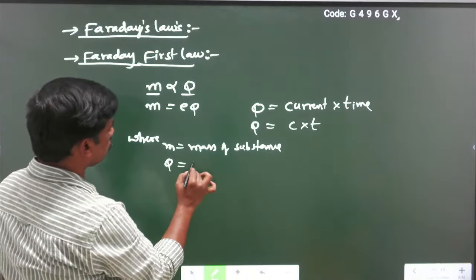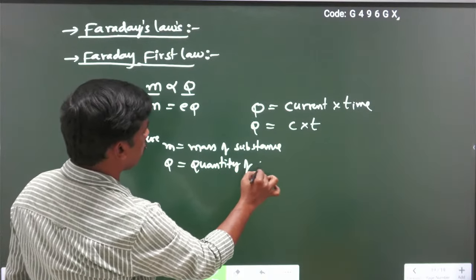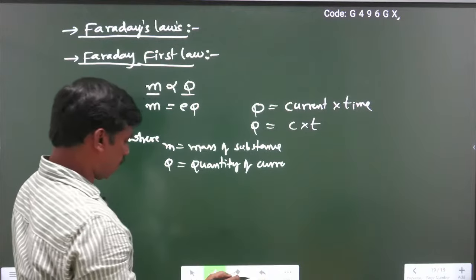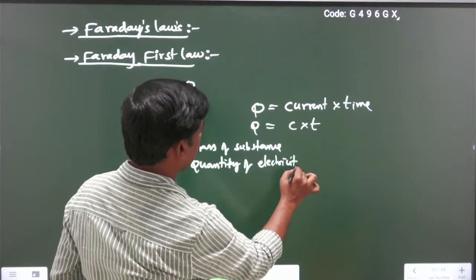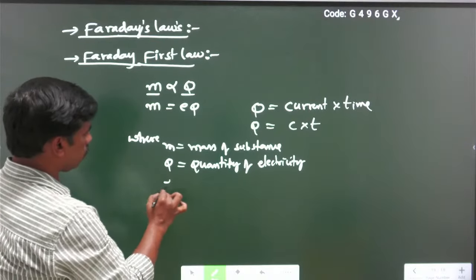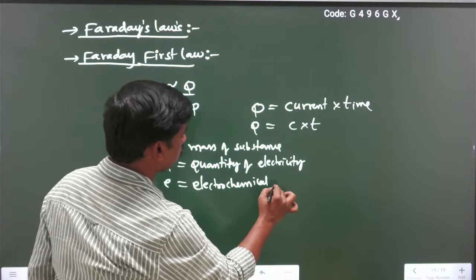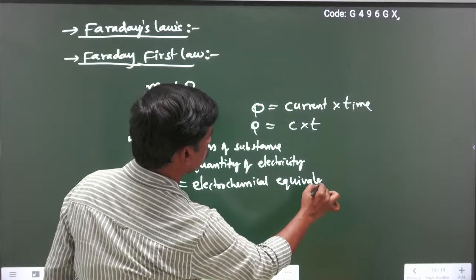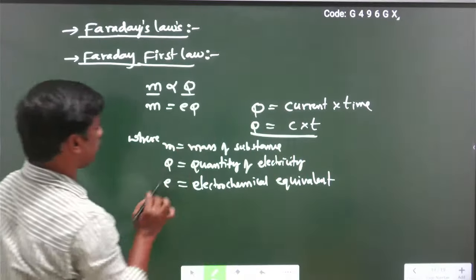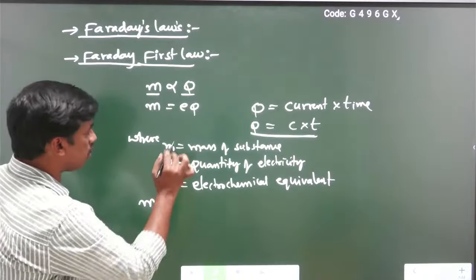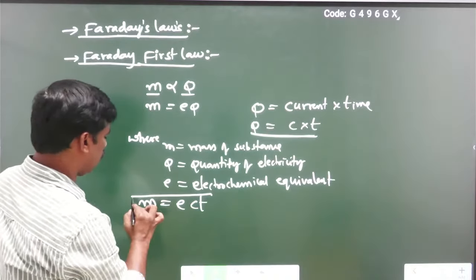Q is equal to the quantity of current or quantity of electricity. Next, E is equal to the electrochemical equivalent, but Q is equal to CT. This term you can substitute here. What will we get? M is equal to E into Q, that is C into T. This is Faraday's first law.